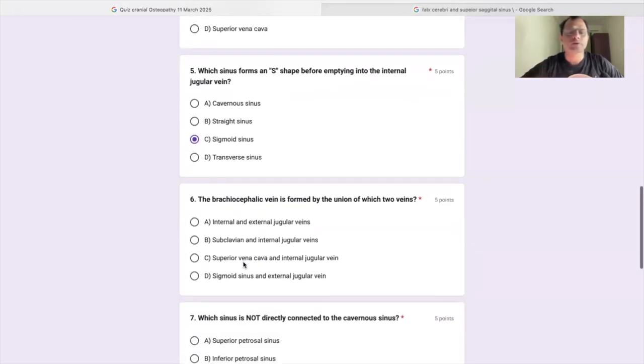Question number 6. The brachiocephalic vein is formed by the union of which two veins? Subclavian and internal jugular vein. I'm asking, the brachiocephalic vein is formed by the union of subclavian and internal jugular vein, so the answer will be B. I will show you here.